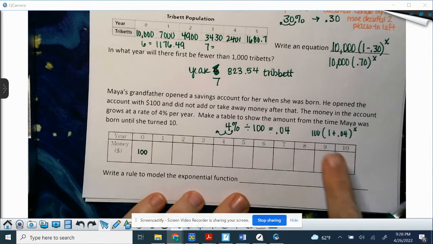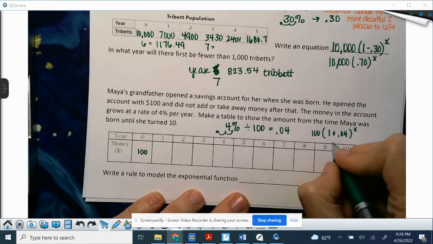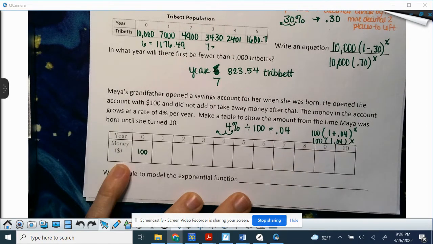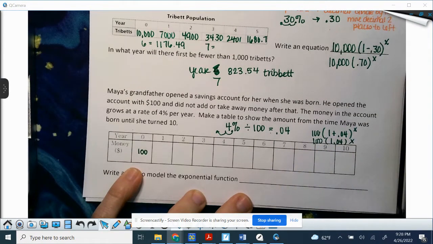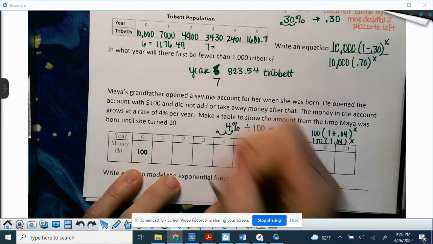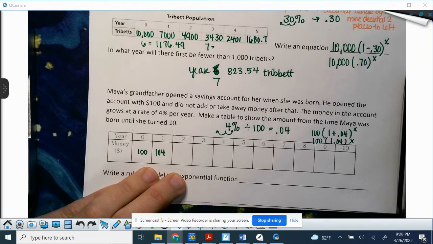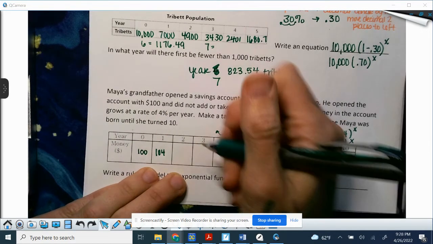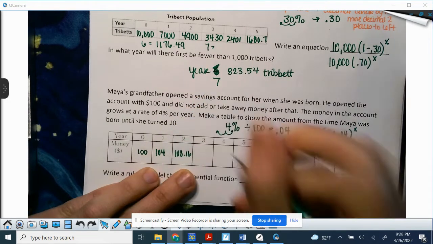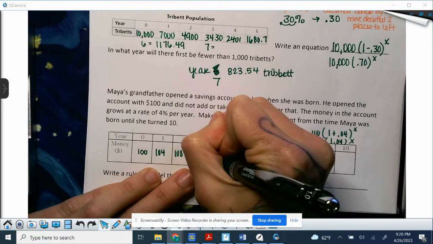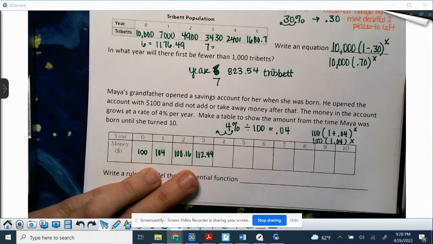Oh, times 1.04. I'm sorry. This is going to be 1.04. It has to be greater than 1 for it to get bigger. So 100 times 1.04, and it's 1.04 because that 1 is important for it to be a growth. And then 104 times 1.04 is going to be 108.16. 108.16 times 1.04 is 112.49 if we round it because this is money.